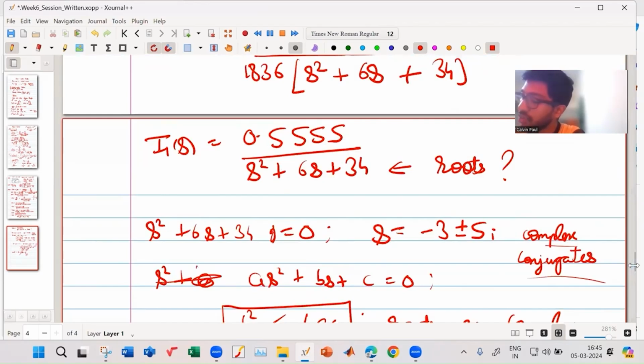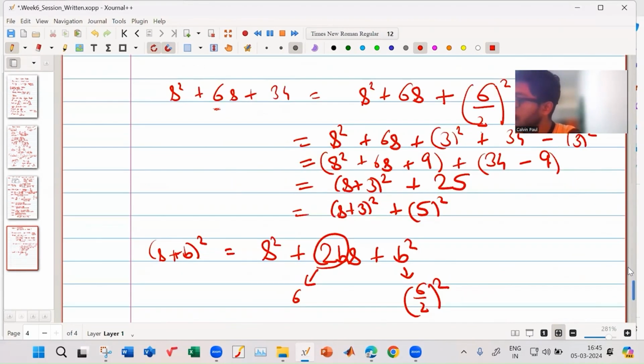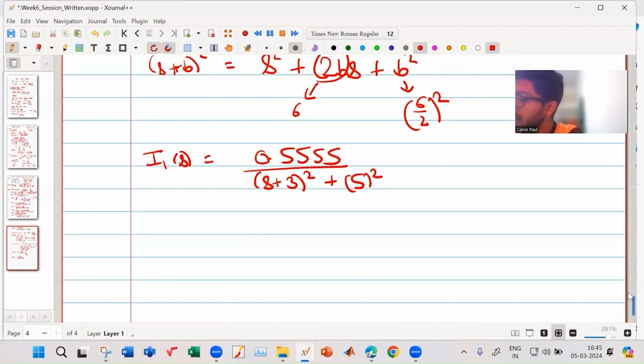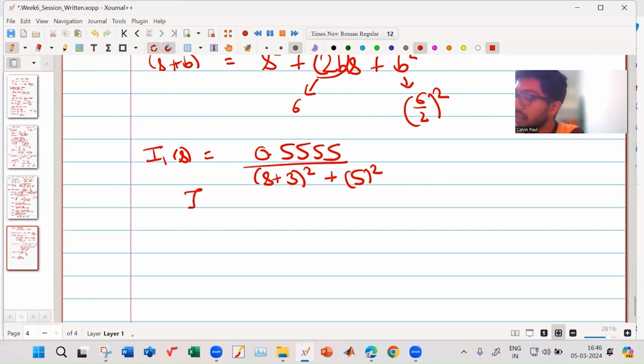We got I1 of S is 0.555 upon S square plus 6S plus 34. So we write our I1 of S is equal to 0.555 upon (S plus 3) the whole square plus 5 square. Now we have to take the inverse Laplace transform. What will you get?